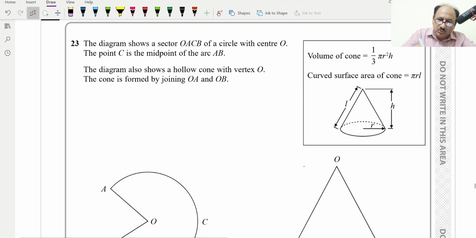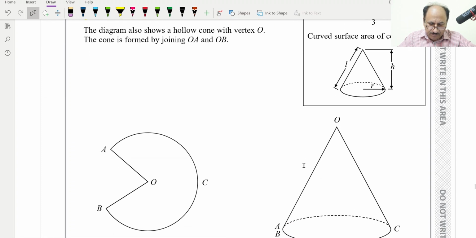The diagram shows a sector OACB of a circle with center O. The point C is the midpoint of the arc AB. So this is what they have done. So arc AB is this one, and this C is the midpoint, and this is the arc over here, and this is the center. Hopefully you understood this.